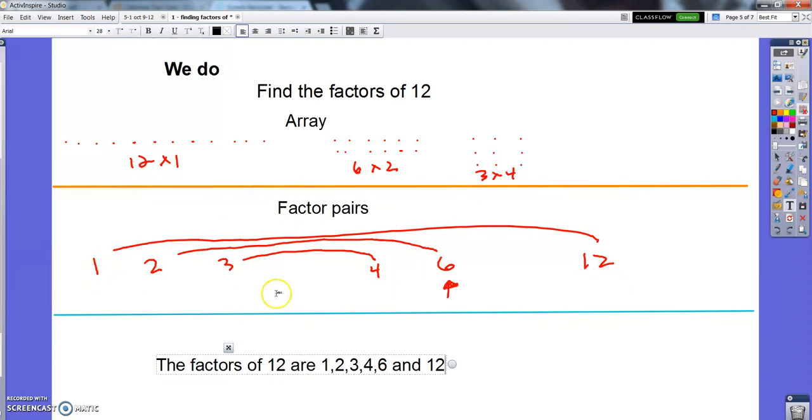Same with my pairs, 1 and 12, 2 and 6, 3 and 4. I tried 5 and it didn't work. And then I got to 6 and I'd already used 6, so I'm done. So the factors of 12 are 1, 2, 3, 4, 6, and 12.